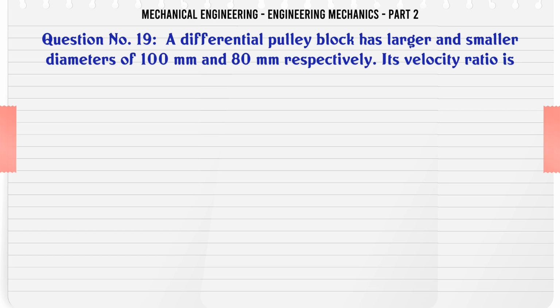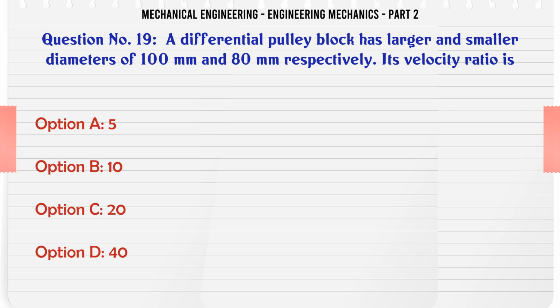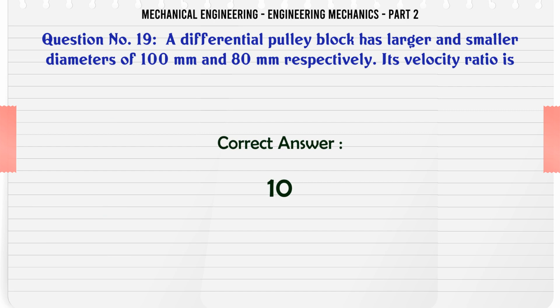A differential pulley block has larger and smaller diameters of 100 mm and 80 mm respectively. Its velocity ratio is A. 5, B. 10, C. 20, D. 40. The correct answer is 10.